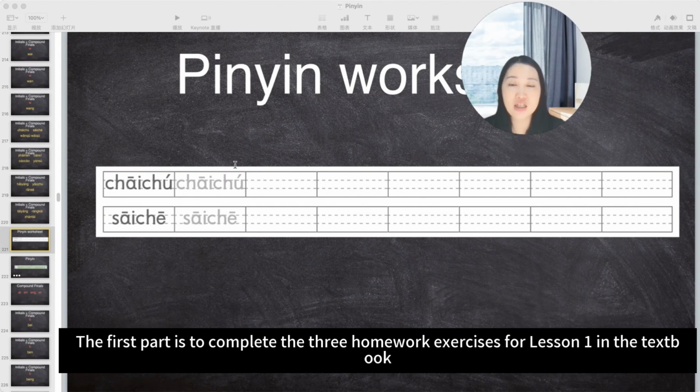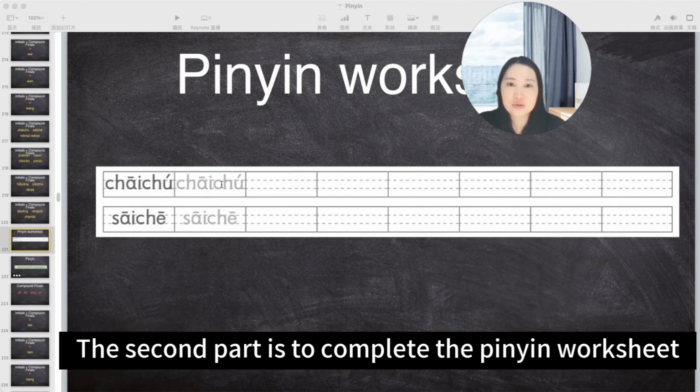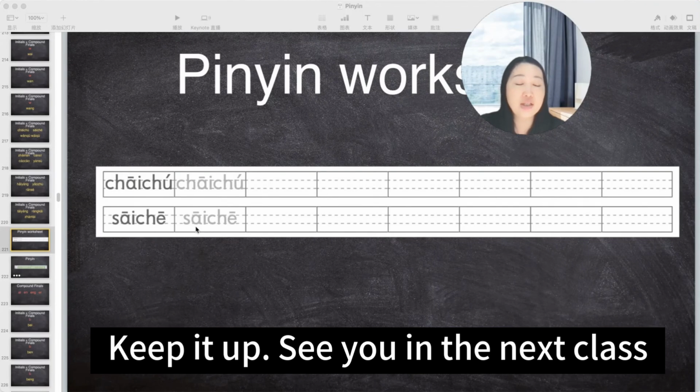So there are two parts for the homework after this video. The first part is to complete the 3 homework exercises for lesson 1 in the textbook, including the try to speak section, listening sections, and the word search game. And the second part is to complete the Pinyin worksheet in order to reinforce the pronunciation of the compound vowels containing the vowel er. Keep it up and see you in the next lessons.